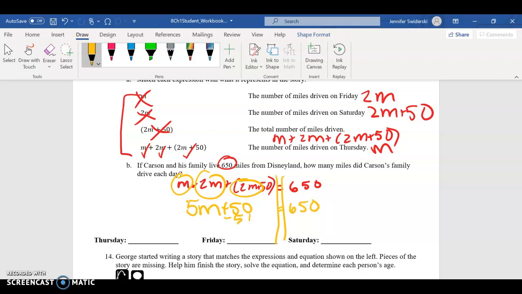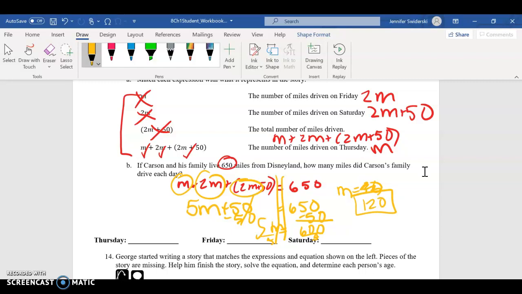I'm going to subtract 50 from both sides. So I get 5m equals 600. Divide both sides by 5. So m has to equal 30. Whoa, sorry, my math on that. So it would actually be divide both sides by 5. 600 divided by 5 is m equals 120. I don't know where I got 30 from. Sorry, summer brain. M equals 120.